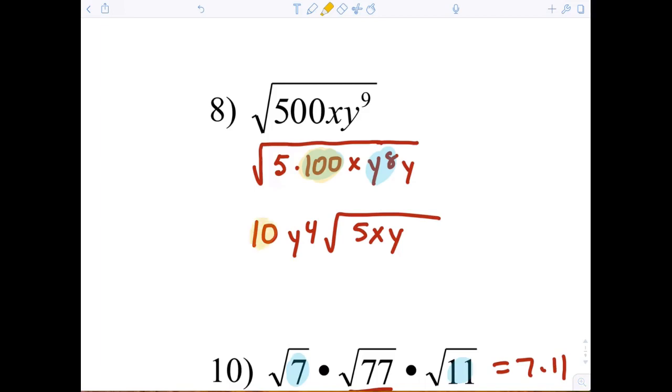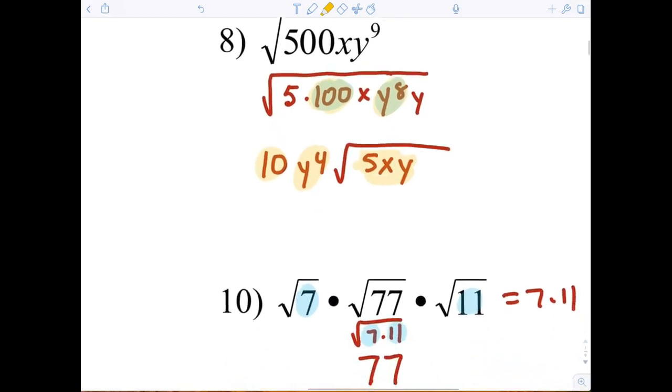Square root of 100 is 10. Square root of y to the 8th is y to the 4th. And then 5xy is left over. You agree with that? Yes, sir. All right, let's take a look at 11.